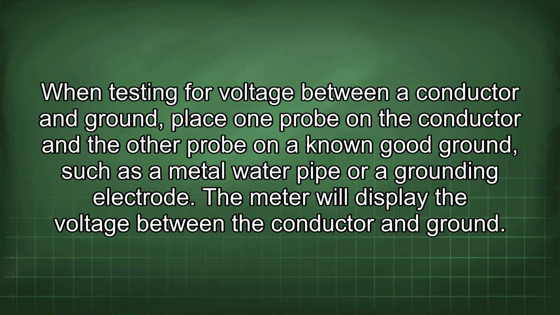When testing for voltage between a conductor and ground, place one probe on the conductor and the other probe on a known good ground, such as a metal water pipe or a grounding electrode. The meter will display the voltage between the conductor and ground.